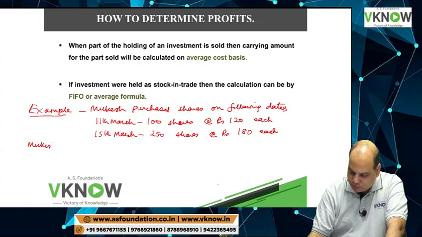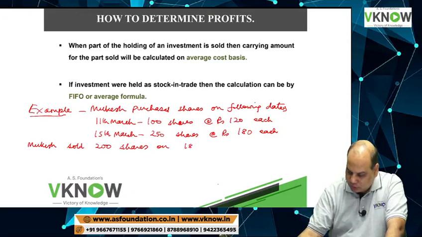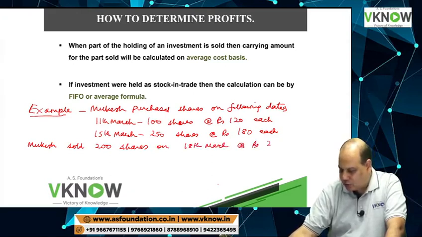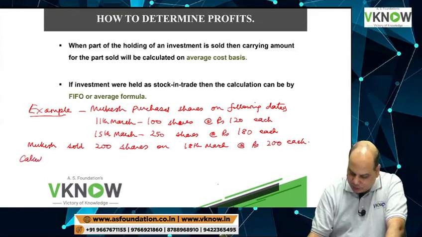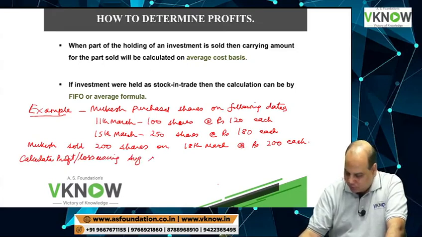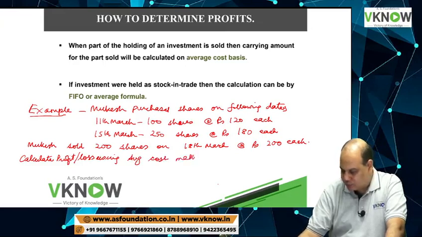Mukesh sold 200 shares on 18th March at rupees 200 each. Calculate profit or loss using average cost method and FIFO method.